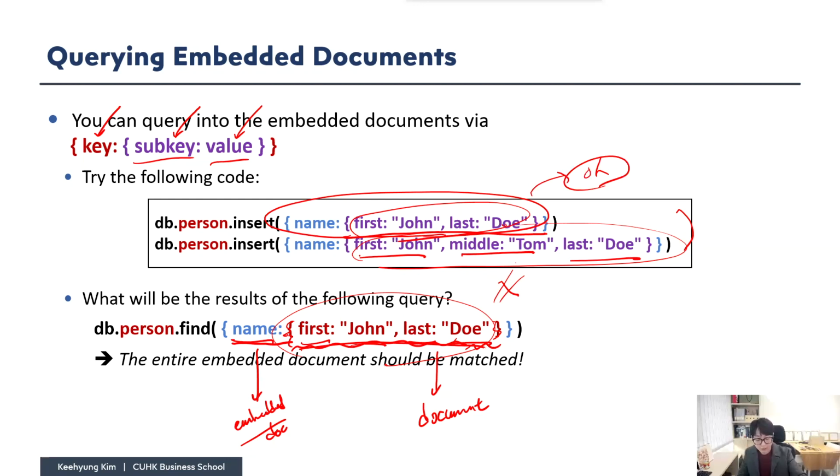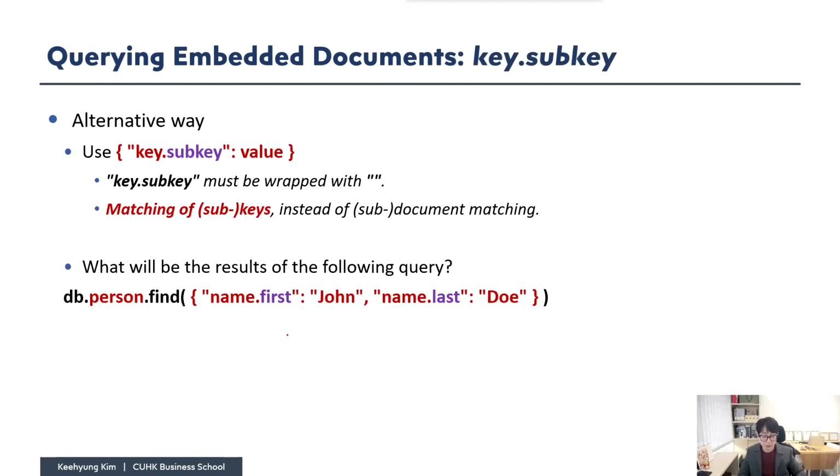Because it's trying to do exact match, there's another way to avoid that exact match. In this case, we can use the dot here and use the sub key. So basically you specify the main field and the embedded document field, put the dot between them, wrap those by double quotes, and you specify the value. Then instead of doing the exact document match, MongoDB will try to find whether this value matches the information inside this embedded document field.